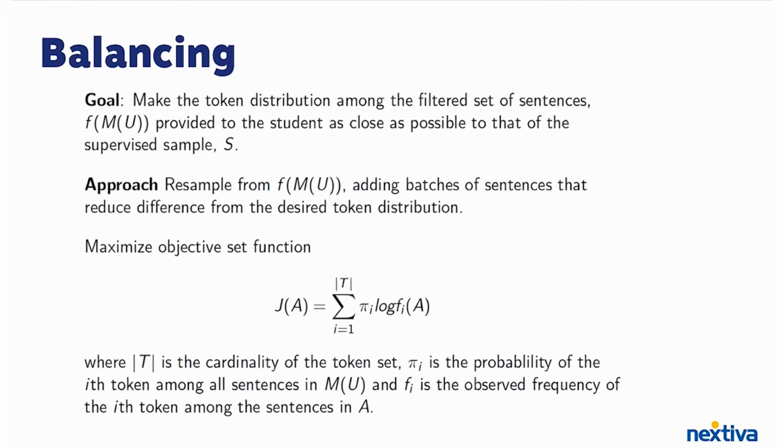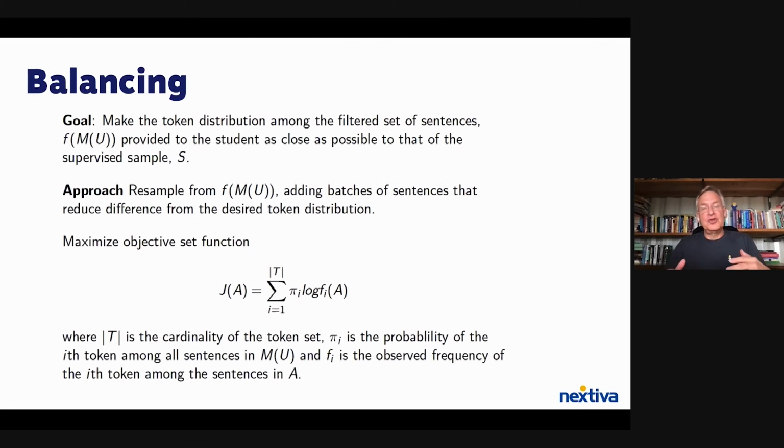So how do I do that? Well, what they do is they start off with your filtered pseudo-labeled set, and you sample with replacement repeatedly and try to find batches of sentences to add that move the distribution in the direction that you want it to go. Well, what do you mean by move it in the direction that you want it to go? Well, it's a combinatorial optimization problem.